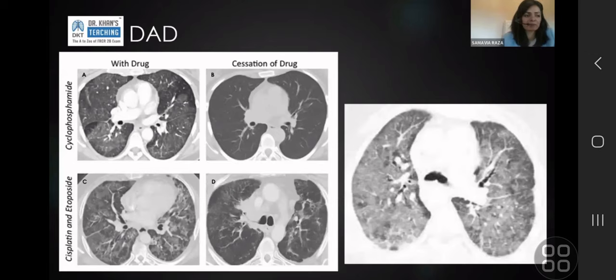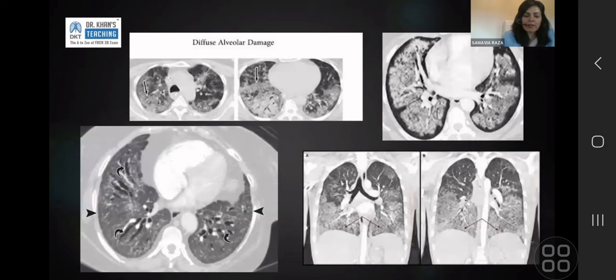And usually it's a mechanism of looking at when they started a drug and trying to hold the drug for a few weeks or months and see how the patient did. But it can be confusing. Again, diffuse alveolar damage can look like diffuse ground glass, patchy, tending towards consolidation. It can be basal or it can be everywhere.